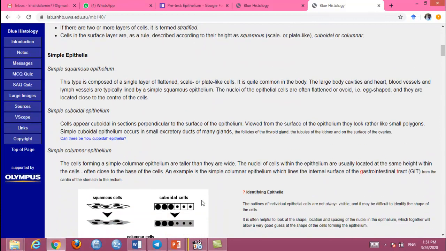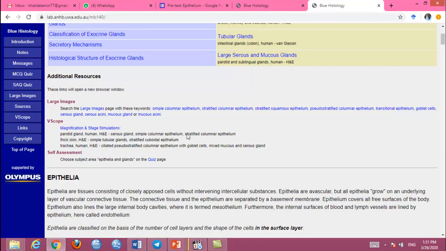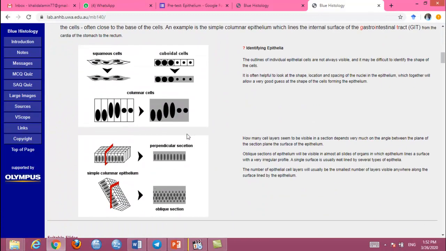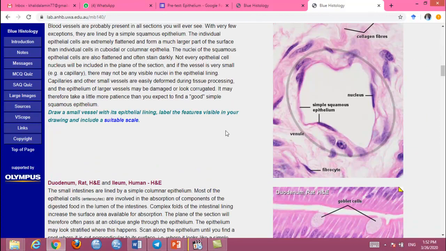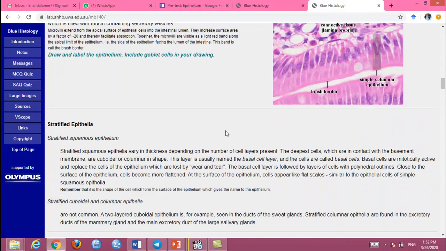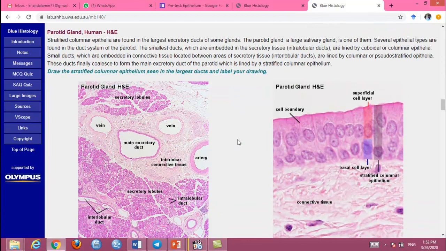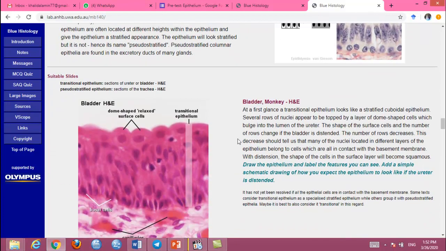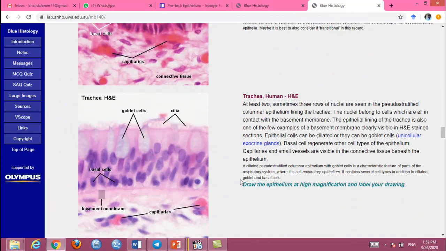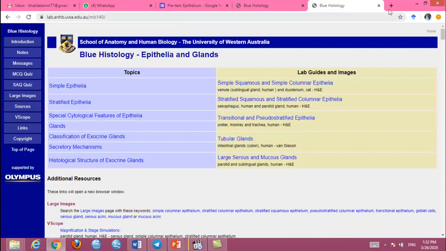Let me help you. This site, Blue Histology, is a site of the School of Anatomy, Human Body, the University of Western Australia. It is open for you. You can use it. They are talking here about simple epithelium. You can see some pictures here, and there is even an explanation of these pictures: duodenum, simple columnar epithelium, stratified epithelium, what we have talked about, this is from the esophagus and so on. I need you to go there. There is a talk about pseudostratified and transitional, sometimes with animations. This is one of the very important resources I want you to use.